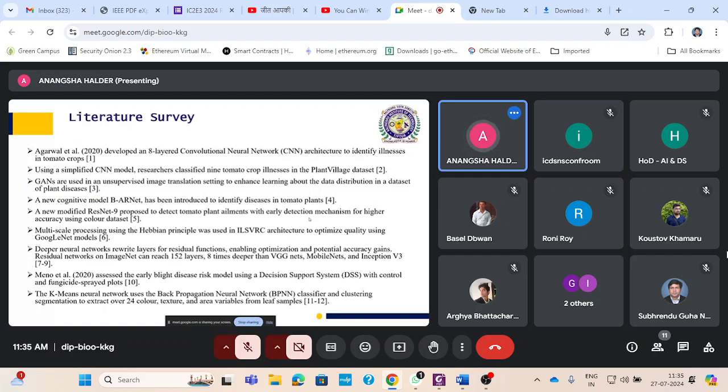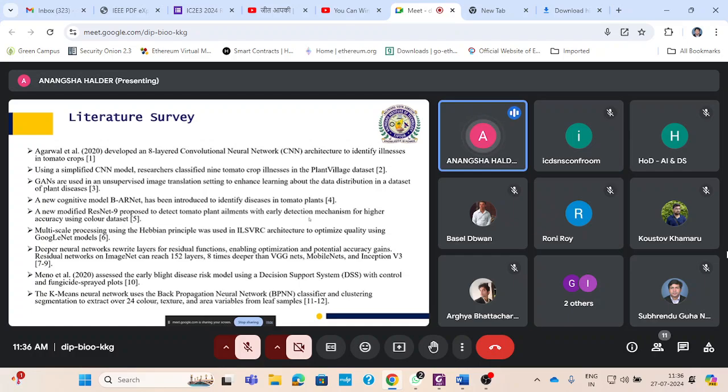These are some of the studies which we have consulted for our research purpose. For instance, Agarwal et al. developed an 8-layered convolutional network architecture to identify illness in tomato crops, while some other research used a simplified CNN model where researchers classified 9 tomato crop illnesses in the PlantVillage dataset. Then some other researchers also used GANs or generative adversarial networks, which is a very hot topic in the field of Gen AI, which used unsupervised image translation to enhance the learning.